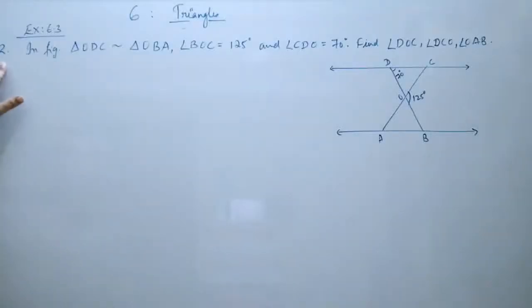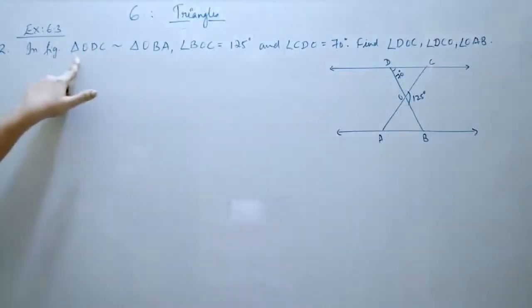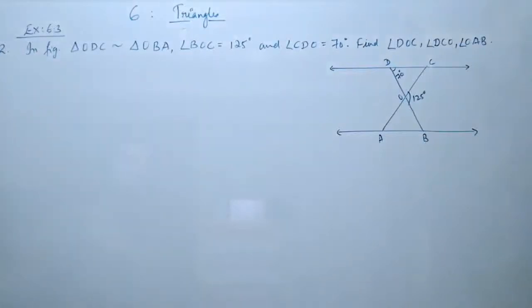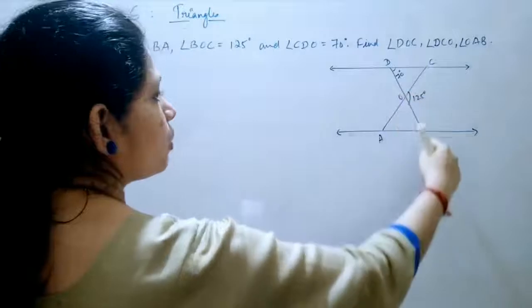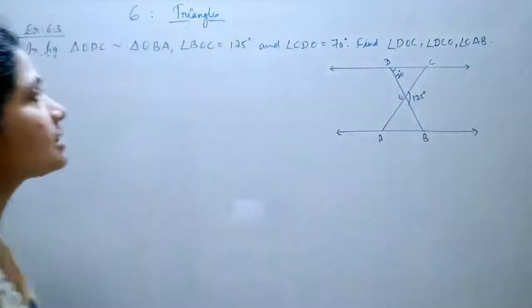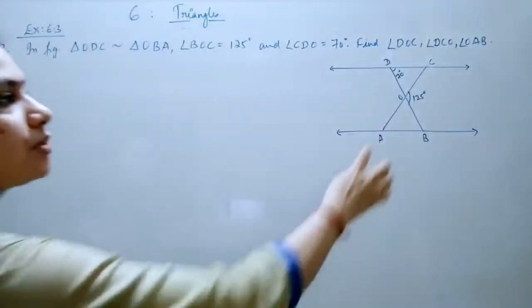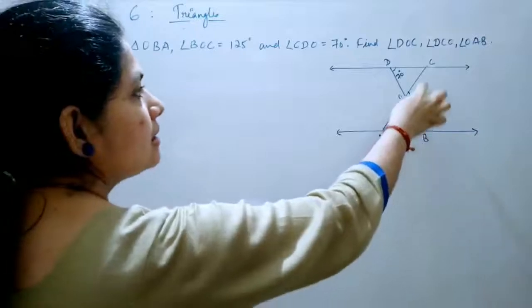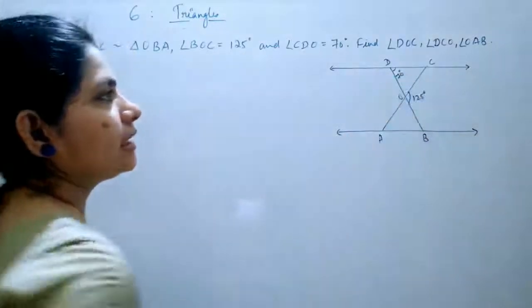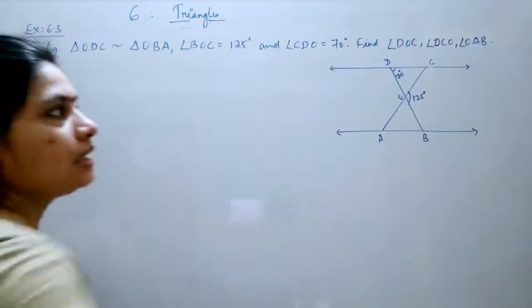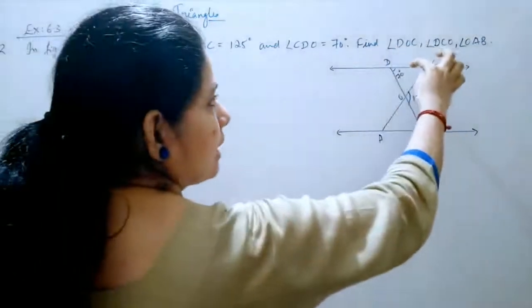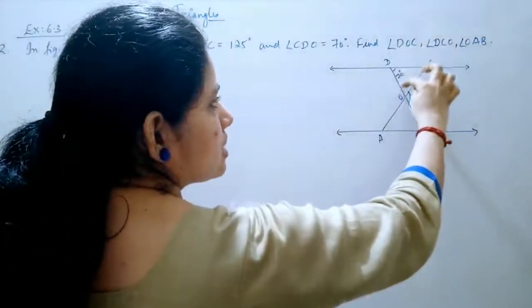Question number 2 is, in the given figure, triangle ODC is similar to triangle OBA, and angle BOC is given to be 125 and angle CDO is given to be 70. You need to find out angle DOC, angle DCO and angle OAB. DOC, which is that angle? This DOC is this angle.